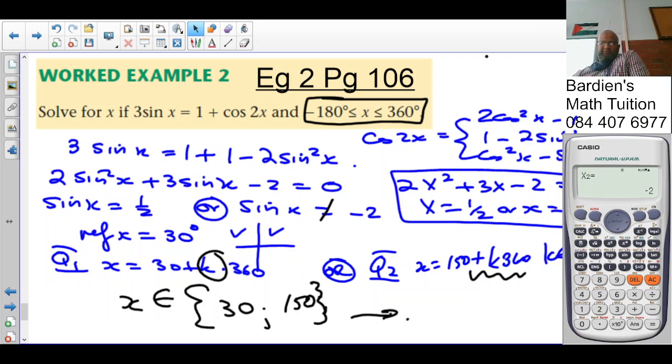It's not given there. However, here it says for x is greater than or equal to negative 360 but less than or equal to 360. So they have changed it at the bottom, but they haven't changed it on top. Can you see that, people? So we have answered according to what was asked. Okay.